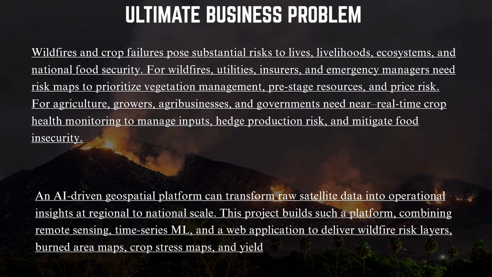To put this in perspective, on one side utilities and emergency managers are flying blind. They desperately need accurate risk maps to prioritize where to clear vegetation. And on the other side, farmers and governments need to know what is happening in their fields, how to harvest and all these scenarios. So our solution is an AI-driven platform that transforms raw, messy satellite data into clear and operational insights.